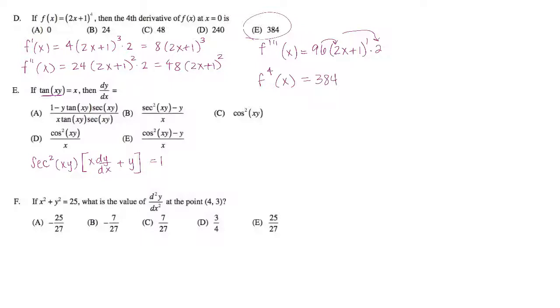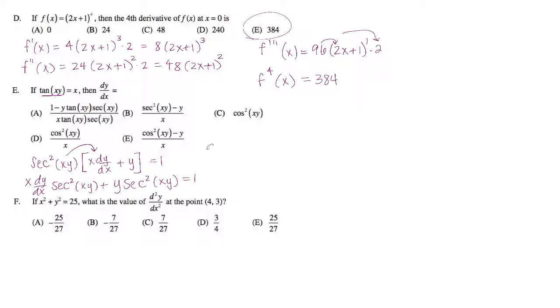And so we do need to do our distributive property, and this is going to be a bit messy here. So we're going to have x dy dx times secant squared xy, doing our distributive property, plus y secant squared xy, and then that's equal to 1. And we need to solve for dy dx, and I believe we can do all of this in one step.